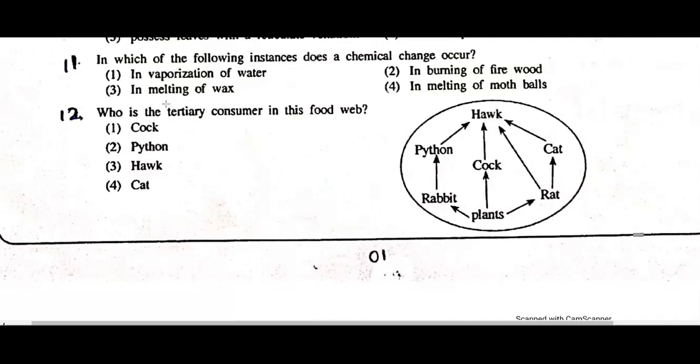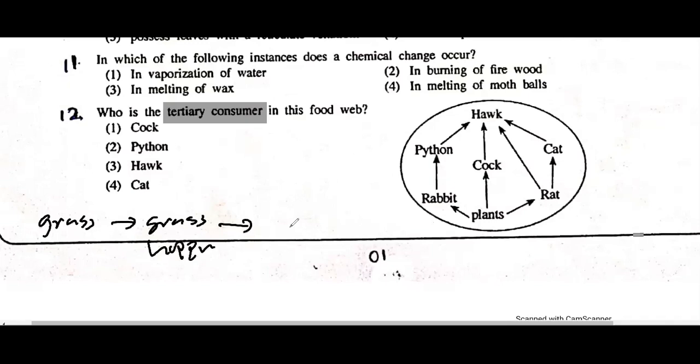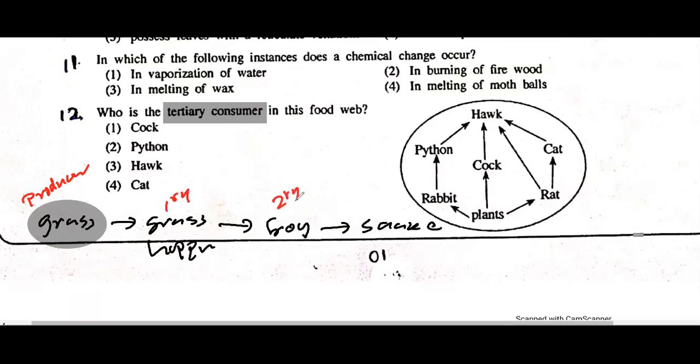Now question number 12. Tertiary consumer. Okay, I'll give a simple example to understand this. Imagine grass eaten by grasshopper. Grasshoppers are eaten by the frog, eaten by the snake. Right. Now, this one is the producer. Any food chain begins with a producer. Grass is the producer, primary producer. After that, the consumers come. I'll write here: grasshopper, primary consumer. Frog will be secondary consumer. Snake will be tertiary consumer.